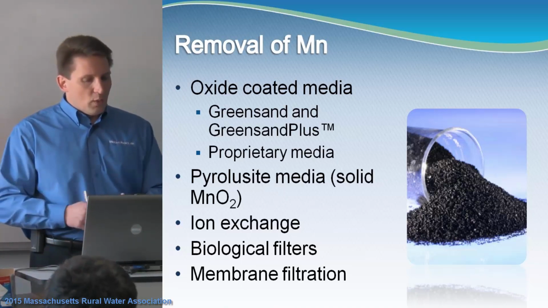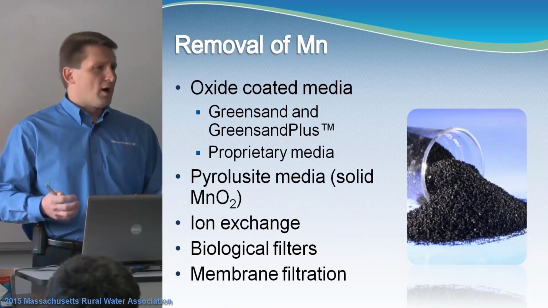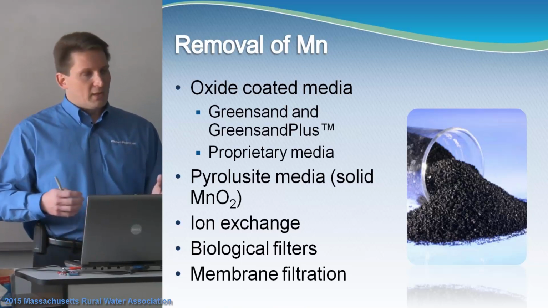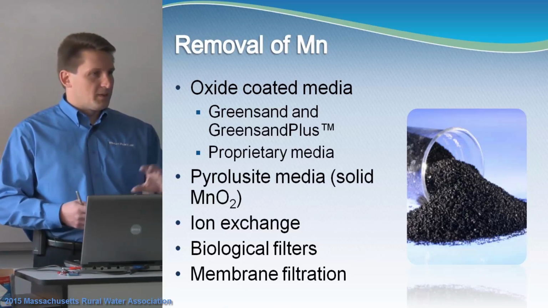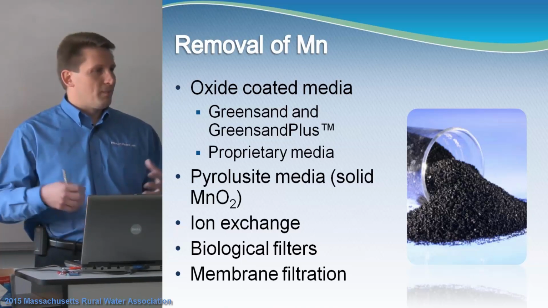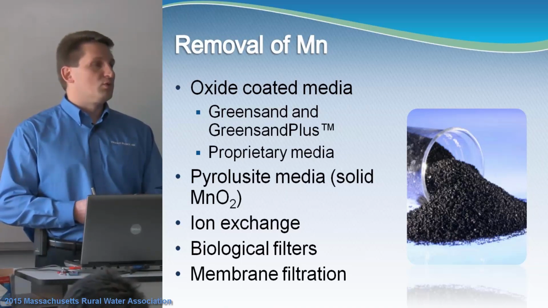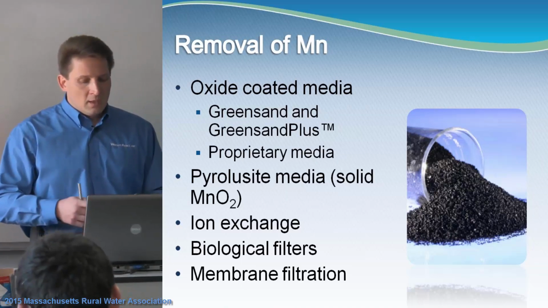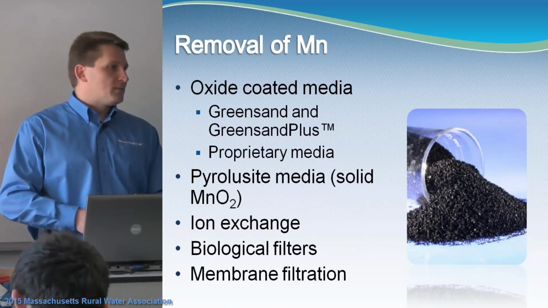Some of the other ways to remove manganese include ion exchange, like a water softener, more for the smaller type of installations. Biological filters, which is contrary to what we do. We try to kill the bugs, so we send out clean drinking water, but the biological filters actually use the iron and the manganese bacteria to remove the iron and the manganese prior to sending it to the distribution system. And then ultimately all the way going to membrane filtration, which is a much higher end type of treatment for manganese removal.